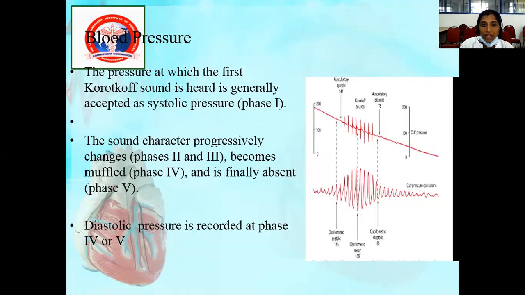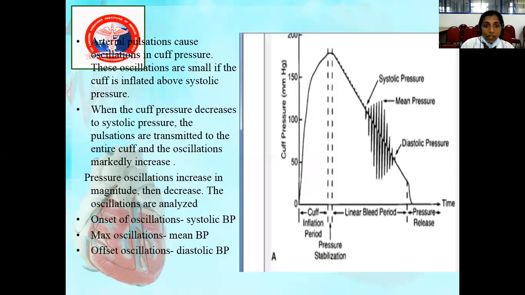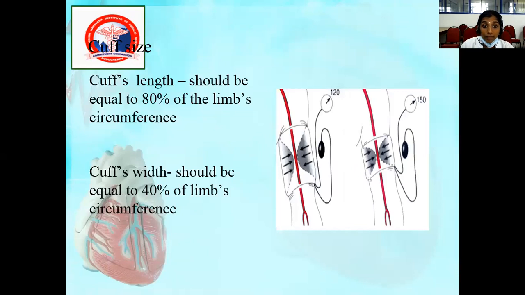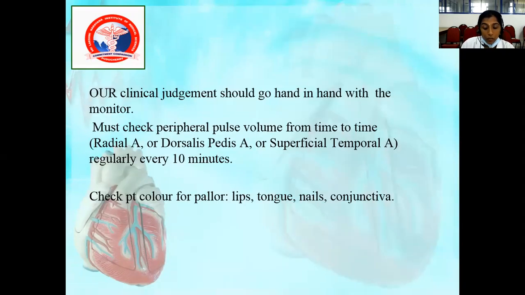We all know the pressure at which the first Korotkoff sound is heard is the systolic pressure, and then it gradually changes. It becomes slow, muffled, and finally absent. Diastolic pressure is recorded at phase 4 or 5. Now the cuff length and cuff width: the cuff length should be around 80% of the limb circumference, and the cuff width should be around 40% of the limb circumference, because all these things affect the blood pressure.